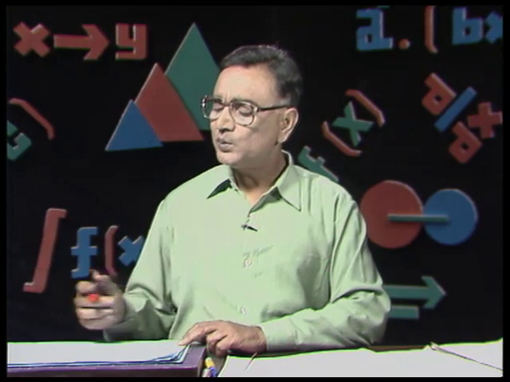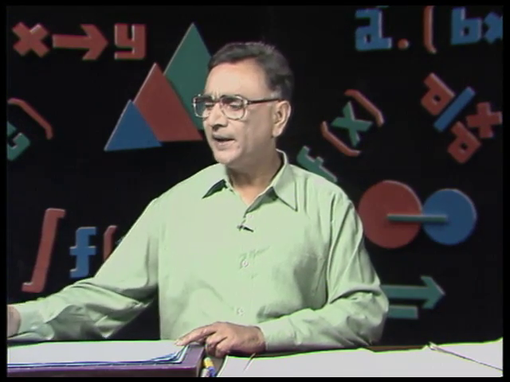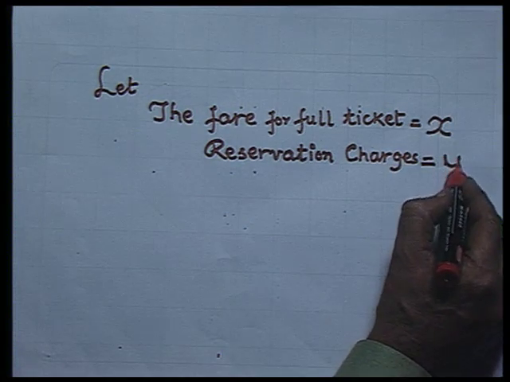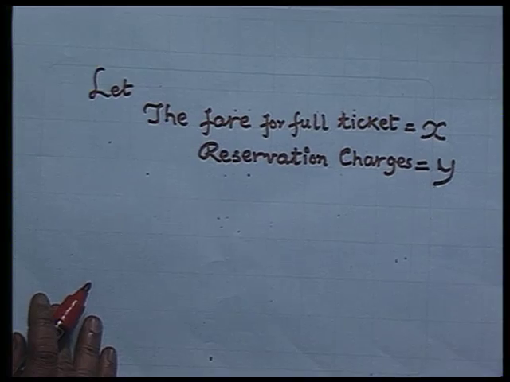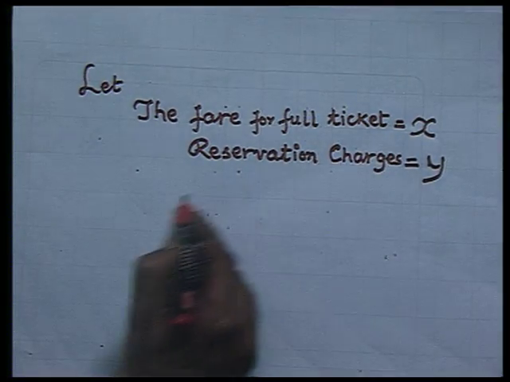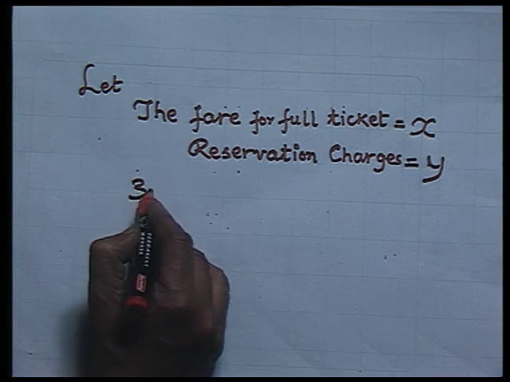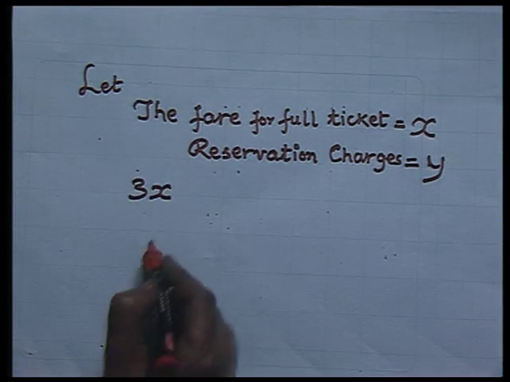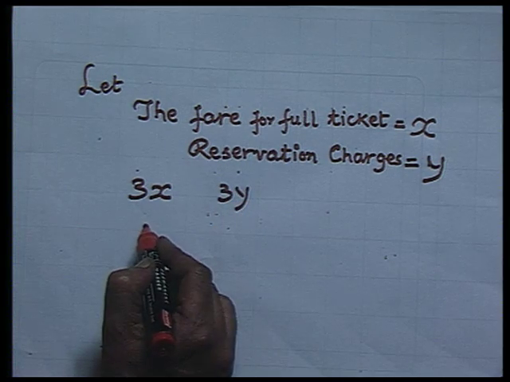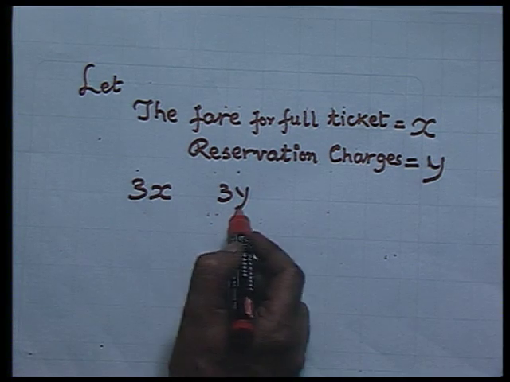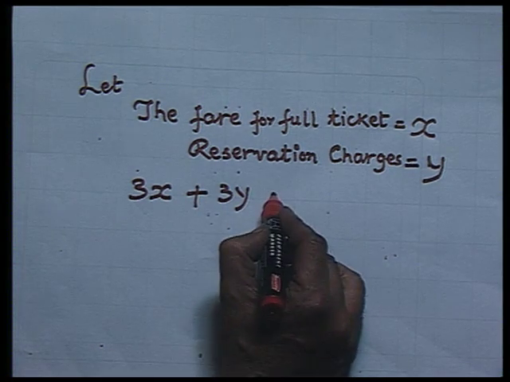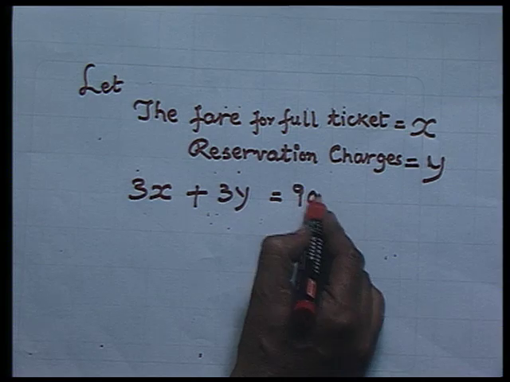So, what will we assume? Let the fare for the full ticket be x and the reservation charges be y. Now, for 3 full tickets, the fare for 3 full tickets will be 3x and the reservation charges will be 3y. Now, the cost of the ticket has to be added to the reservation charges. So, 3x plus 3y makes it 900.